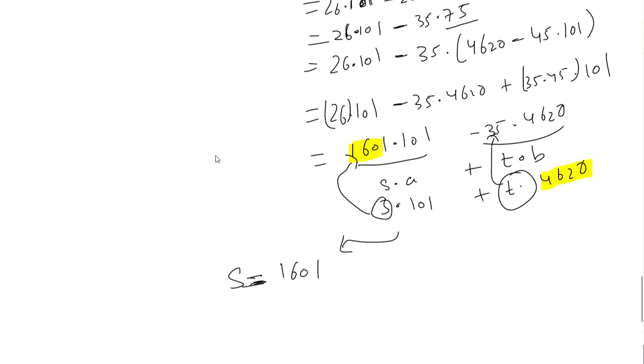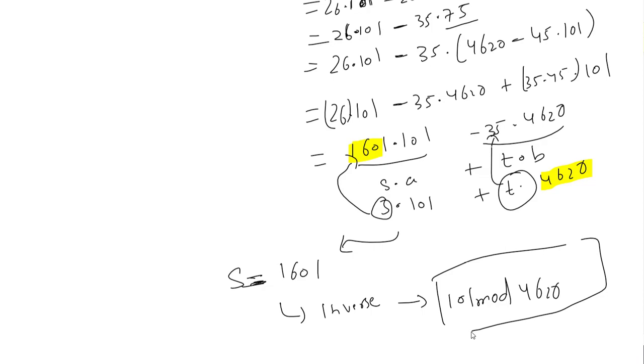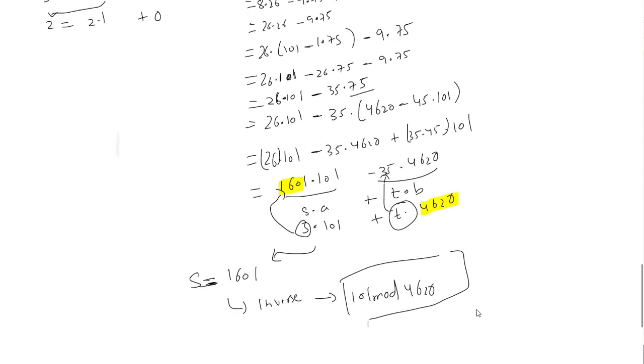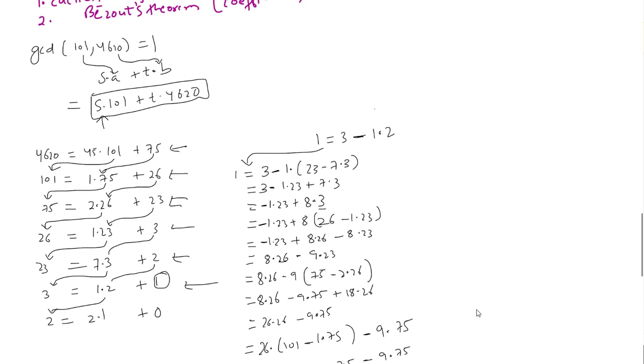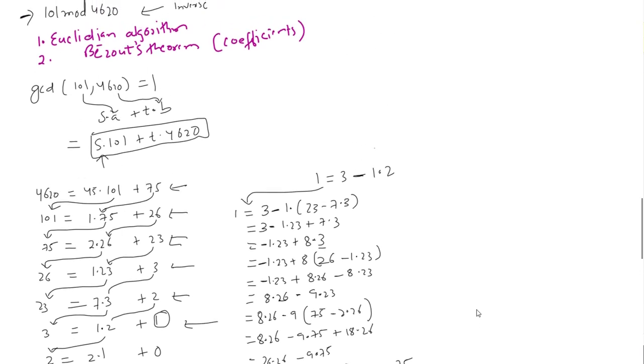So we know that S gives us the inverse. Therefore, 1601 is the inverse of 101 mod 4620. So that's how we obtained the inverse using the Euclidean algorithm and Bézout's theorem.